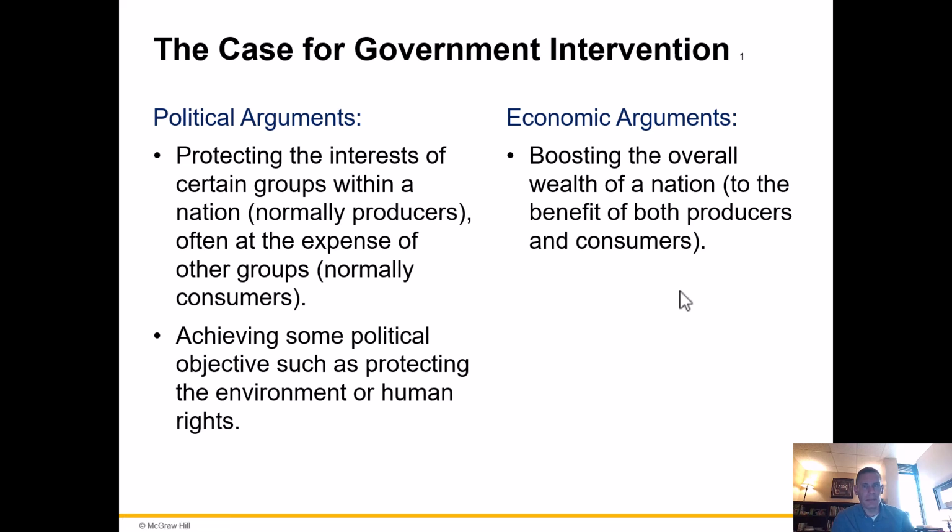Now what about the case for government intervention? So political arguments are protecting the interests of certain groups within a nation, normally producers, often at the expense of other groups, normally consumers. It's also achieving some political objectives such as protecting the environment or human rights. An economic argument can be boosting the overall wealth of a nation to the benefit of both producers and also, of course, consumers.